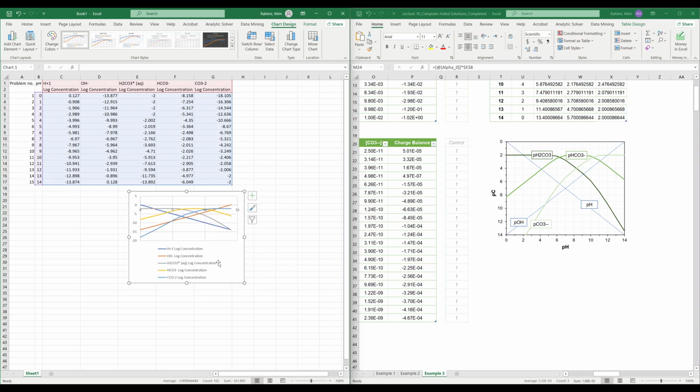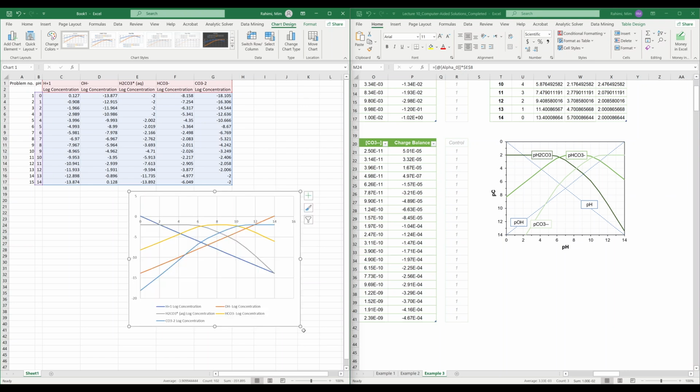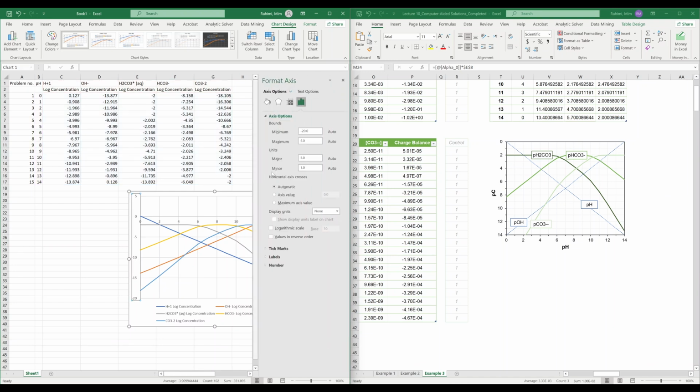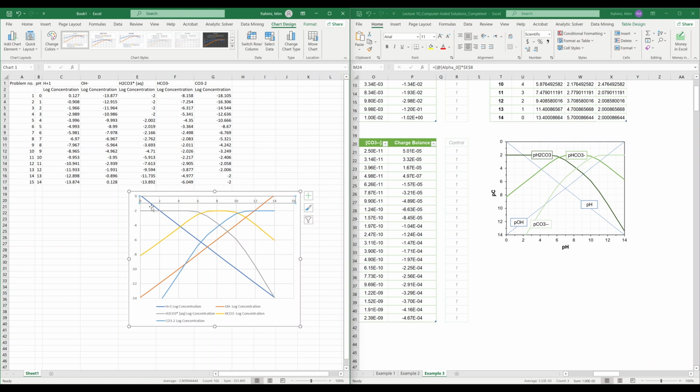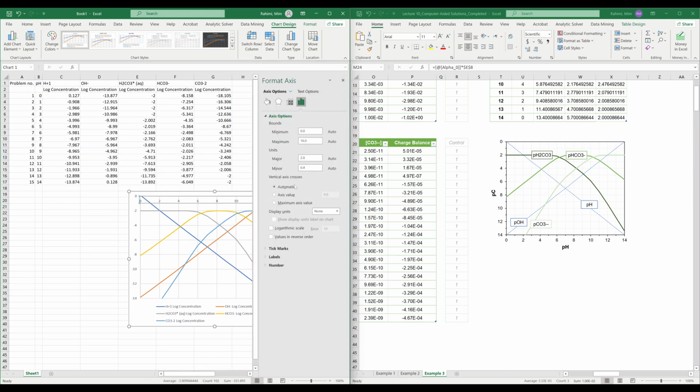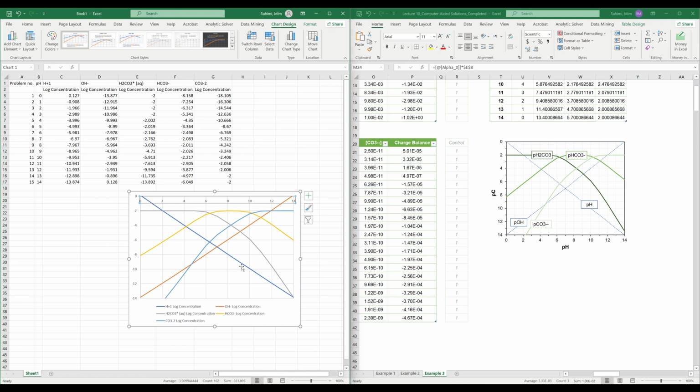As you see, this is basically the same graph as what we got using the Excel file. Let's just make it a little bit cleaner from -14 to 0. And then the values are between 0 and 14 on the x-axis as well. So as you see, this graph is exactly the same as the graph we had with the Excel file.